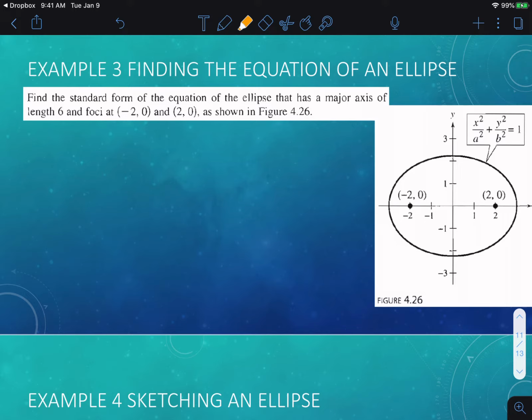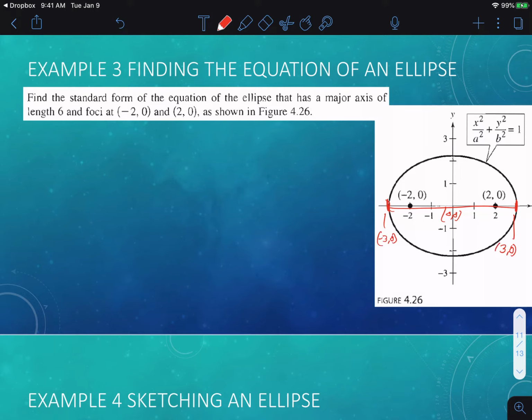Find the standard form of the equation of the ellipse that has a major axis of length 6. So that's talking about from here to here is a length of 6. So doesn't that mean if this is at 0, 0, that this point right here must be negative 3, 0, and that makes this point right here 3, 0.